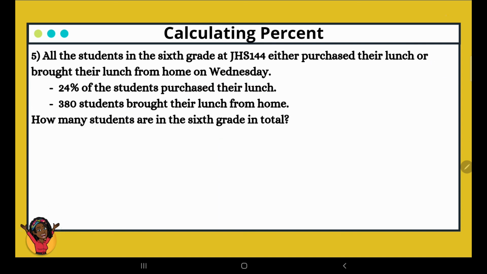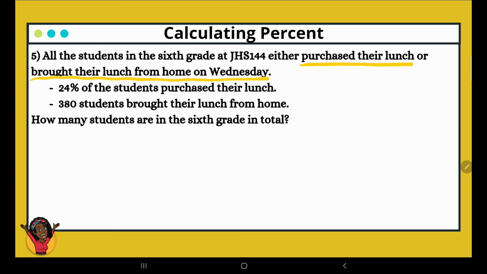All of the students in the 6th grade at JHS 144 either purchased their lunch or brought their lunch from home on Wednesday. 24% of the students purchased their lunch. 380 students brought their lunch from home. How many students are in the 6th grade? So here we have that either one of two events occurred. Either they purchased their lunch or they brought it from home.